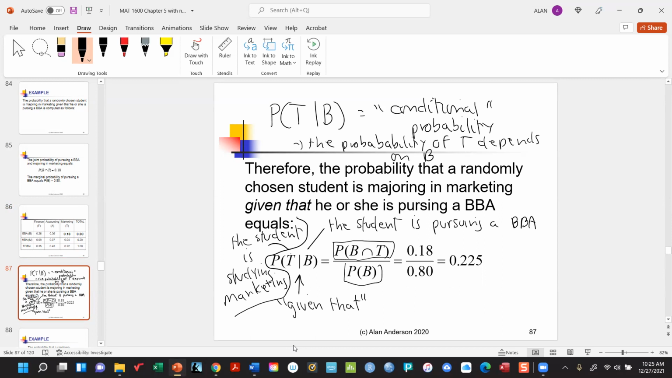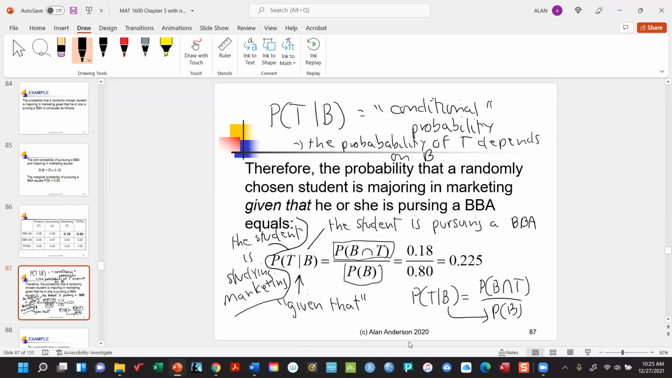So here's something you'll want to memorize. Whenever you see one of these conditional probabilities, in the numerator you have the probability that both of these are true. And in the denominator, you have whatever's in the bottom here.